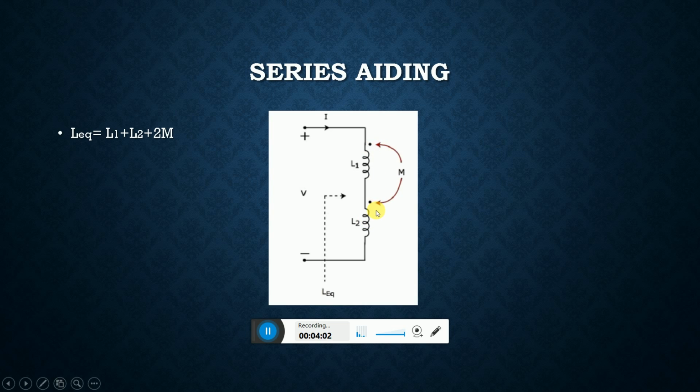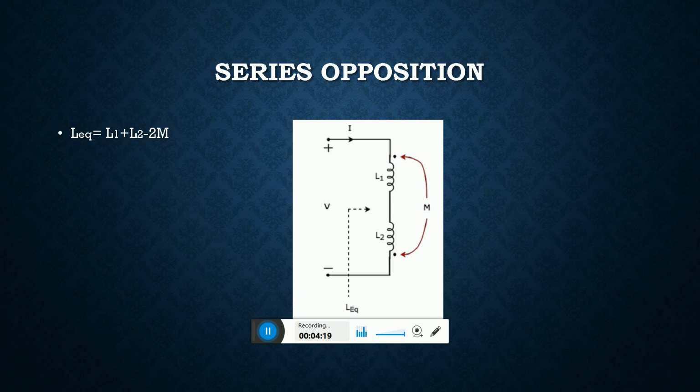If the dots are opposite, like here, the current in inductor L1 is entering through the dot, and the current is leaving the dot of inductor L2, it is called series opposition. In this, the mutual inductance has a negative sign, and the equivalent inductance is L1 plus L2 minus 2M, because only the mutual inductance has the opposite polarity.